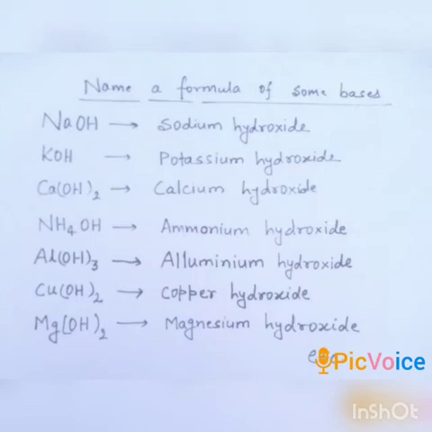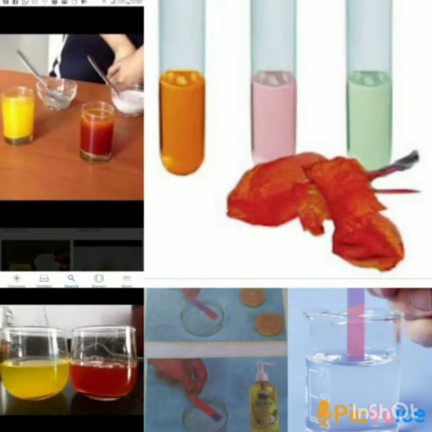Now I am going to start a new topic, that is indicators. Acids and bases can be identified not only through their taste but also with the help of some substances called indicators. An indicator is a substance which shows different colors in different media.